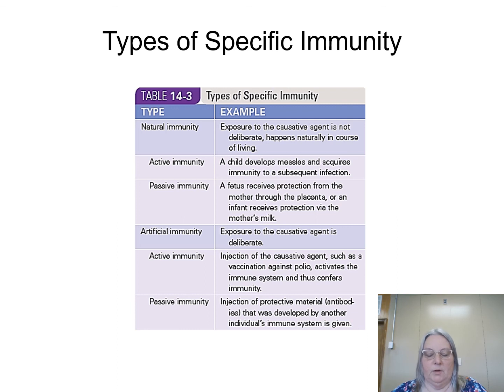This particular table is on 325, and you want to take a real good look at that because this screams test question. What kind of immunity do you have when such and such has happened? So please take a real close look at that.